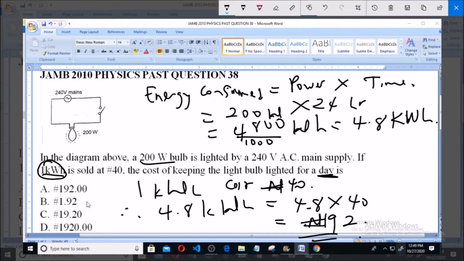192 naira is option A. So option A is the answer to this question.